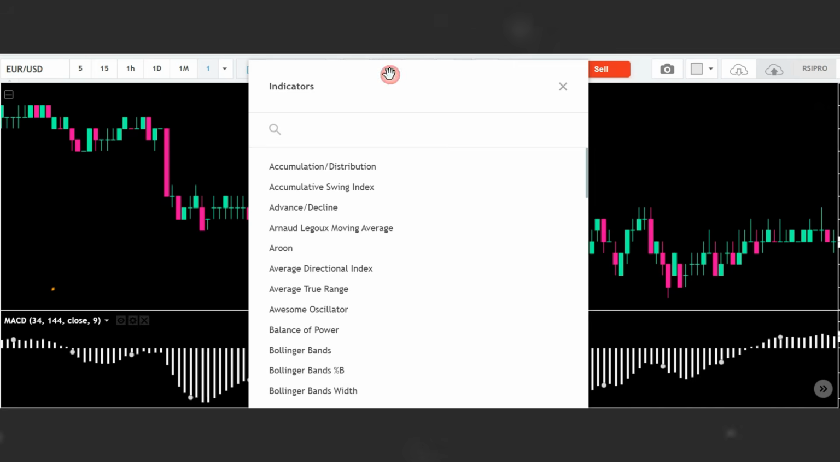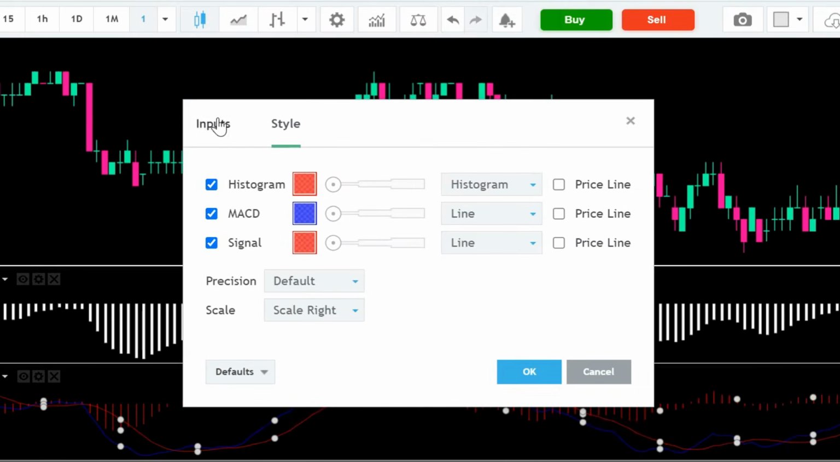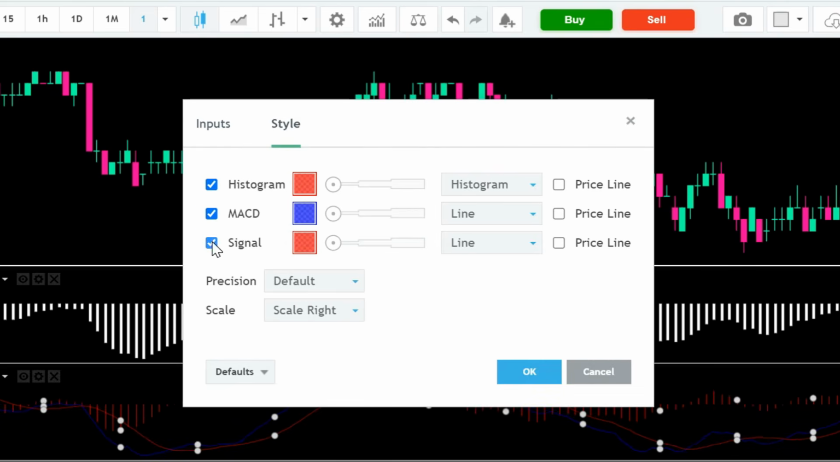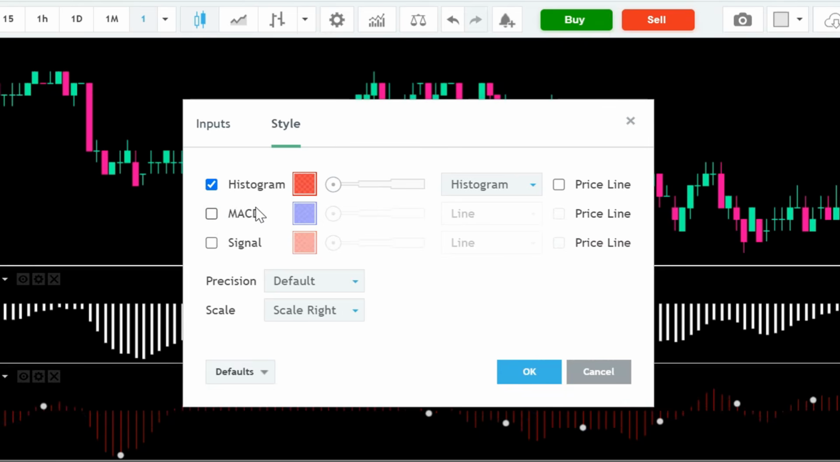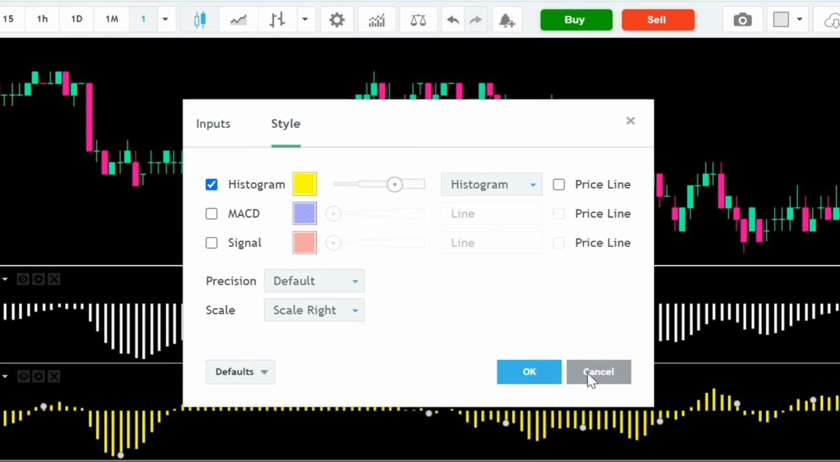Next, add another MACD. For this second MACD, set the fast length to 13, the slow length to 21, and leave signal smoothing at 9. Then go to the style tab and uncheck the MACD line and signal line again because we only need the histogram here as well. Finally, change the histogram color to yellow and make it thicker so it's easy to see on the chart.